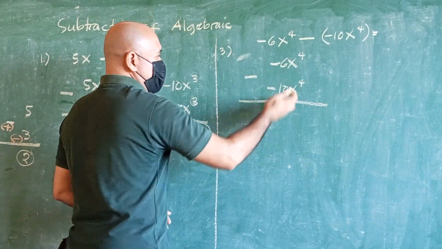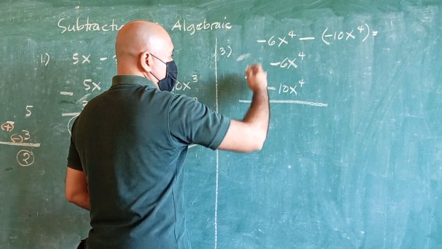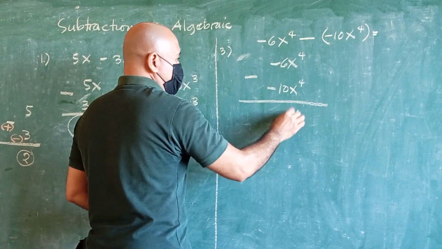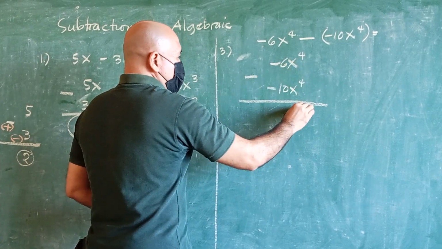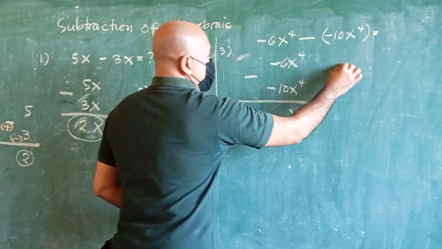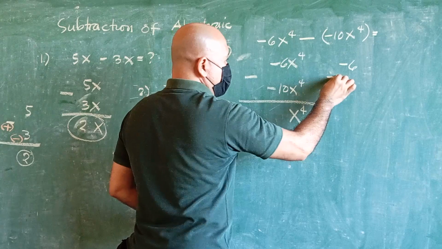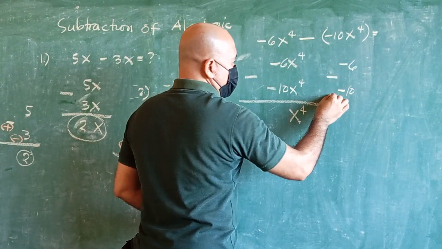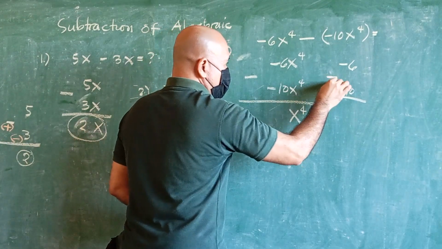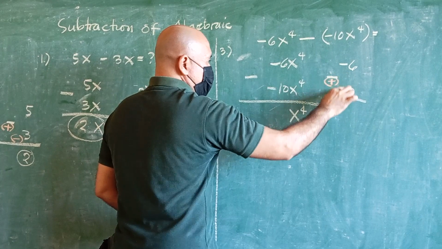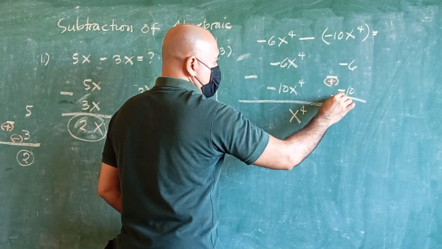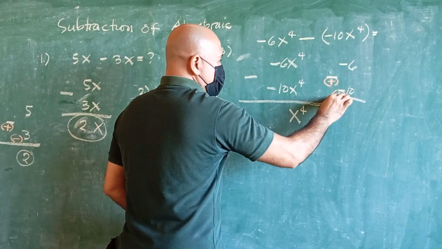Since again, their variable and exponents are the same, these two given algebraic expressions are similar. So just bring down directly the common variable and the exponent 4. And then it becomes negative 6 minus negative 10. So the rules are change the operation from minus to plus, and since the subtrahend is negative, always change the subtrahend. So the given is negative, it becomes positive.